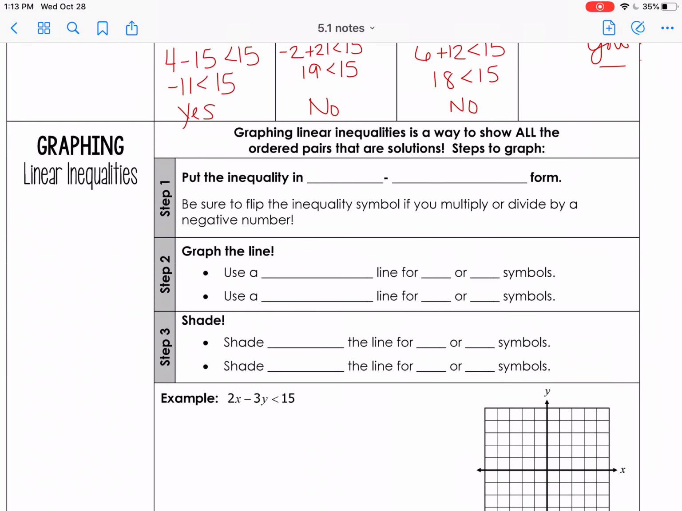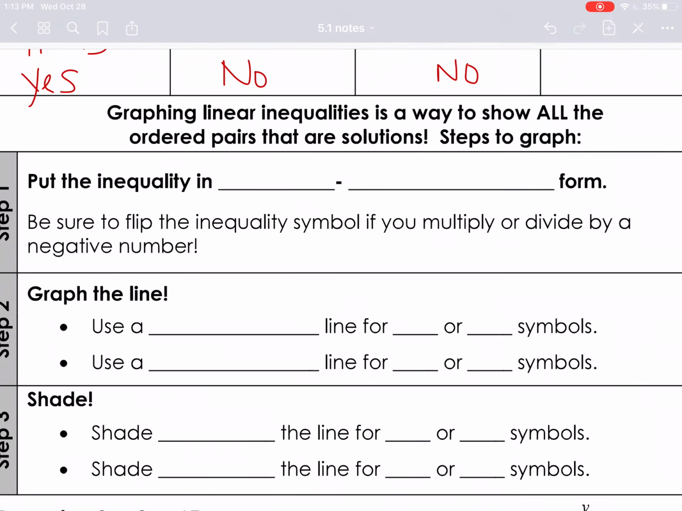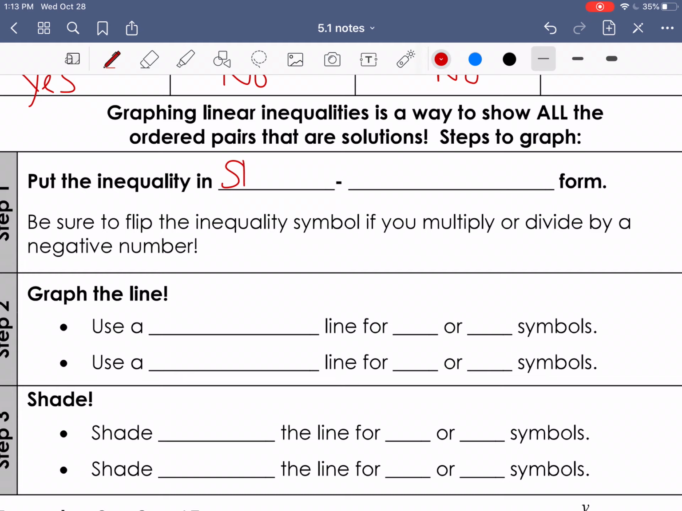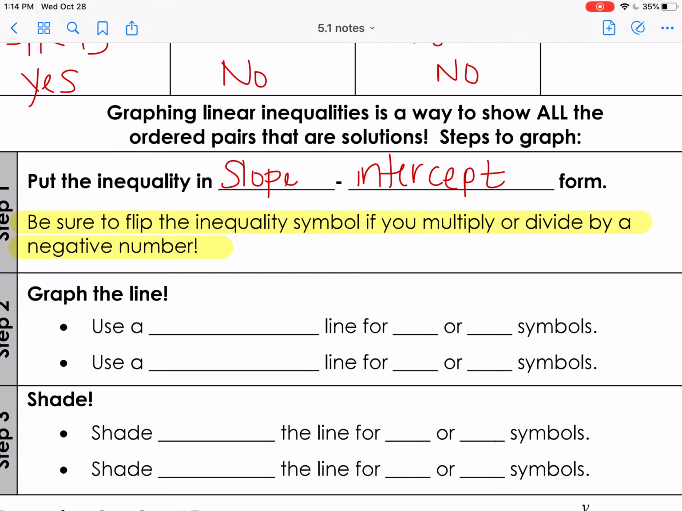Now we're going to start graphing. So the first step, just like it was when we did equations, is we need to write the inequality in slope-intercept form. Then this is an important note that we kind of forgot about when we did it in module 2. Be sure to flip the inequality symbol if you multiply or divide by a negative. So I'll show you lots of examples of that.